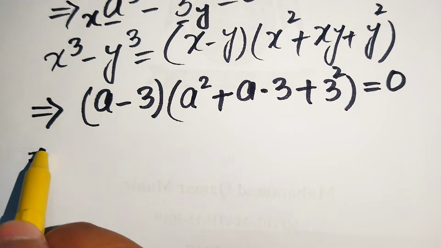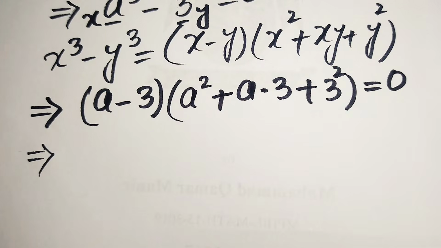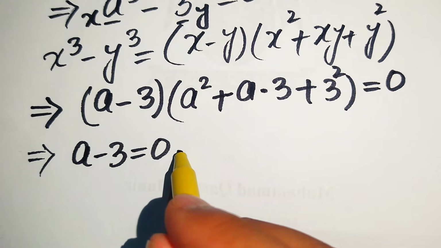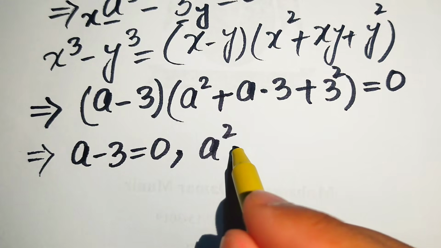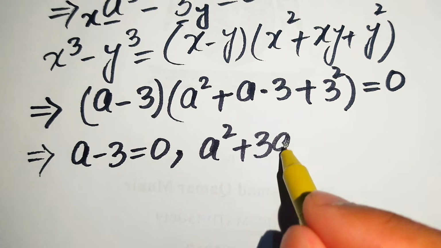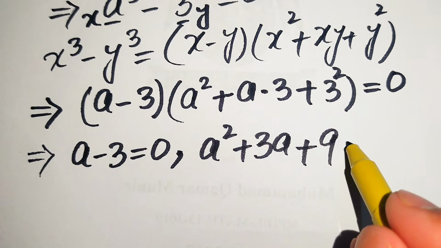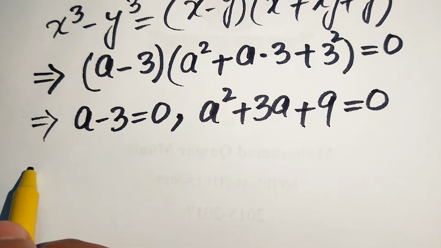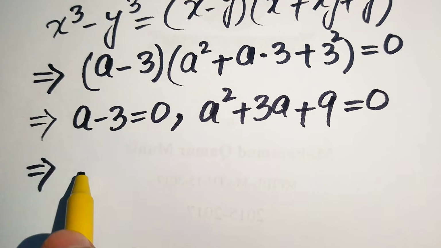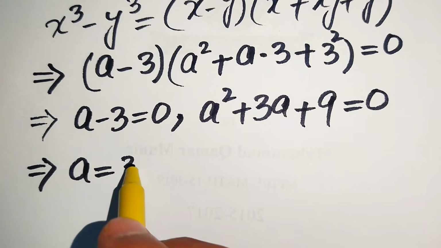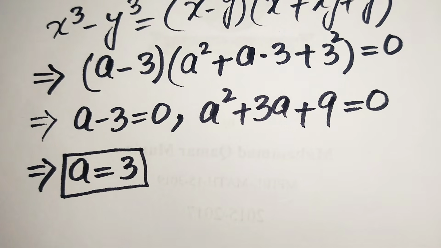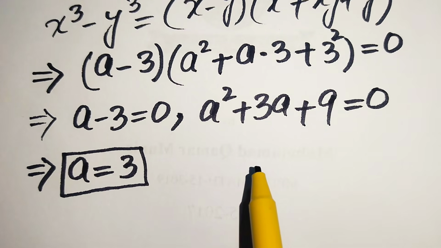And now in the next step we need to divide this equation into two cases. The first case is we write a minus 3 is equal to 0, and the second case is we write a square plus 3a plus this 3 square becomes 9, and this whole equation is equal to 0. And now in the next step we move the term minus 3 to the right hand side, and we get the value of a is equal to 3. So this is the first root of the given equation, and now in order to find the other roots we need to solve this quadratic equation.